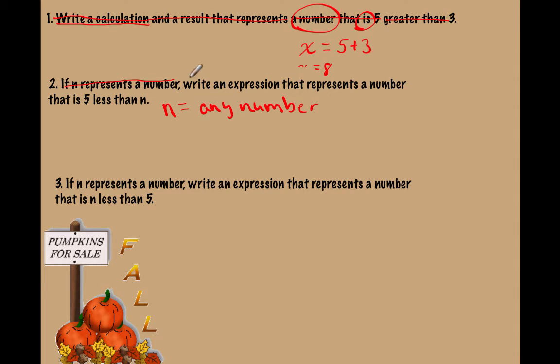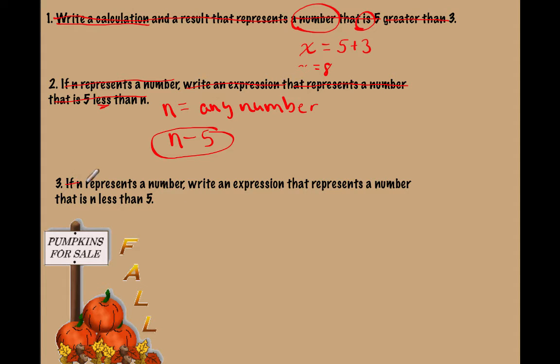Now what do they want me to do? Write an expression. Okay, when they say expression, there's no equal sign. That represents a number that is 5 less than n. Okay, well, if n is a number, how do I represent something that's 5 less than n? Oh, there's that word less, which means subtract. So I'm going to start with my number n, and I'm going to subtract 5. And there we go. That's my answer. That's an expression that shows me 5 less than n.